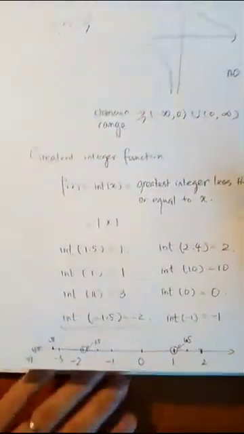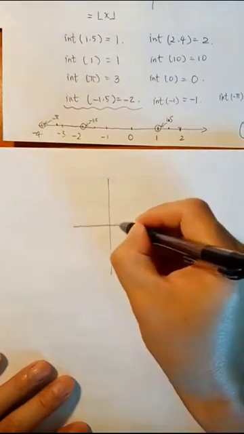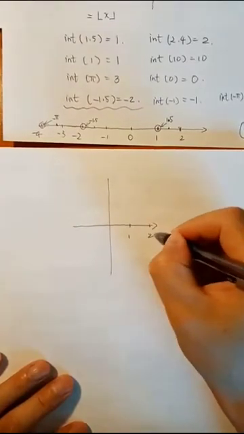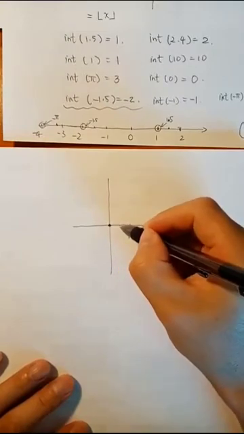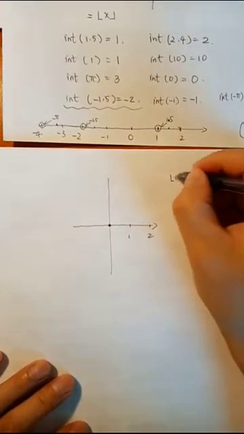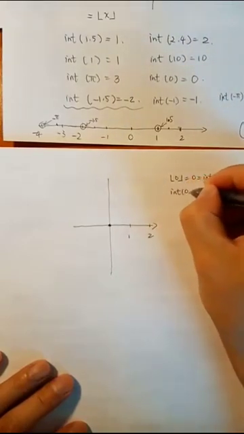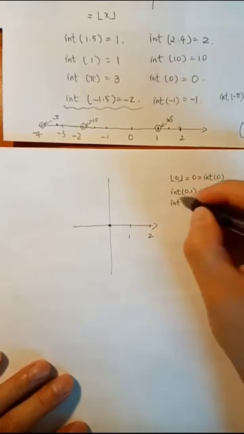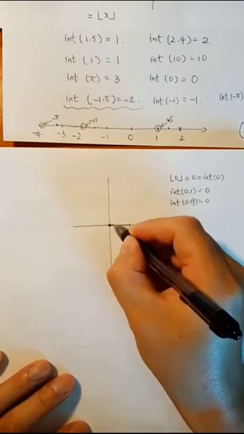Now let's see the graph. What is the graph of the greatest integer function? Let's put 1 and 2. When you have 0, the value is 0. When you have 0.1, the greatest integer is 0. 0.9, the integer part is 0. So over this whole segment, the value is constant 0.